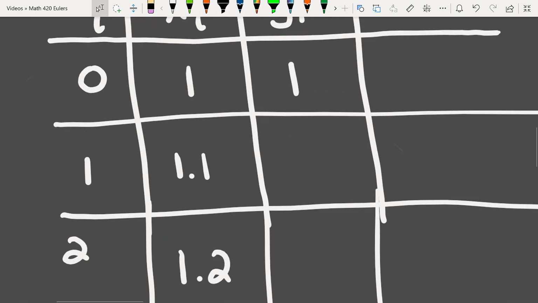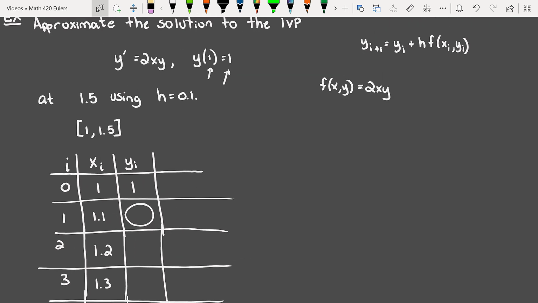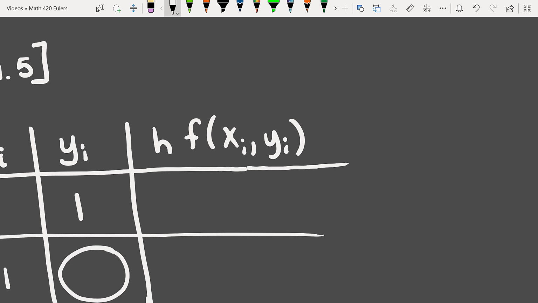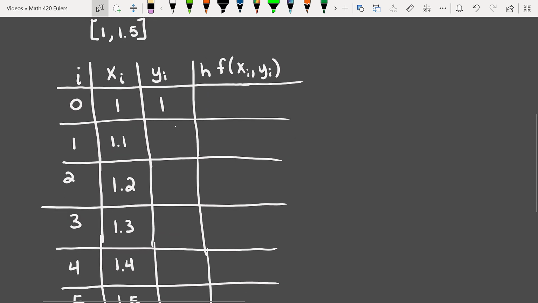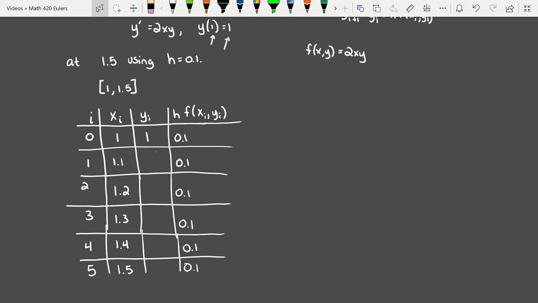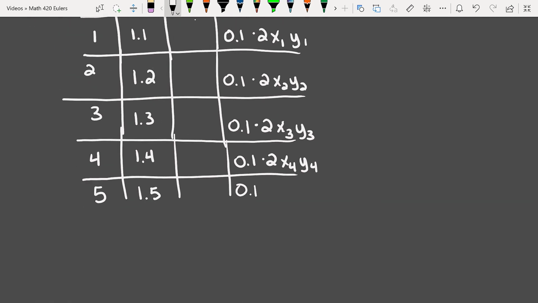To compute the next y value, I'll need to use this formula that we have right up here to the upper right. And honestly, like I said, I like a helper column for this. So I'm going to have a column called h f of x sub i, comma y sub i. This is essentially the column that tells me how far I'm going to climb from y sub i to get to the next y value in line. Now remember, each one of these is going to have an h, so I'll just go ahead and start with pre-filling in the values of h, and then looking at my function f of x, y, I know it's 2 times x y, so I'll go ahead and fill in that as well. And honestly, I don't actually have to do that last one. I only need that last one if I'm going to go to the next y value in line. So you'll see it when we go through it.